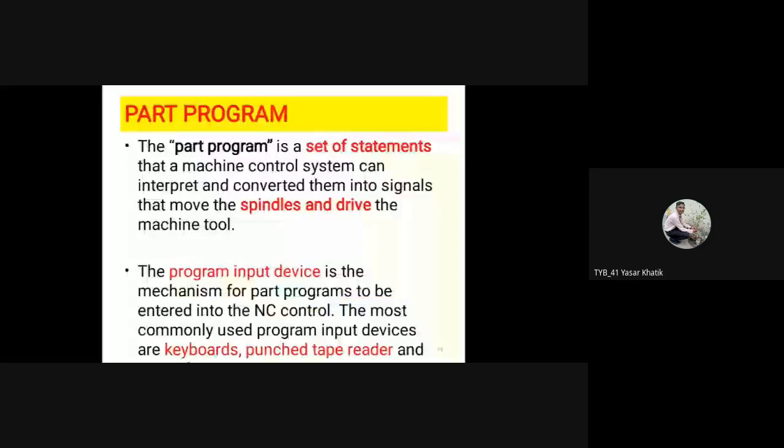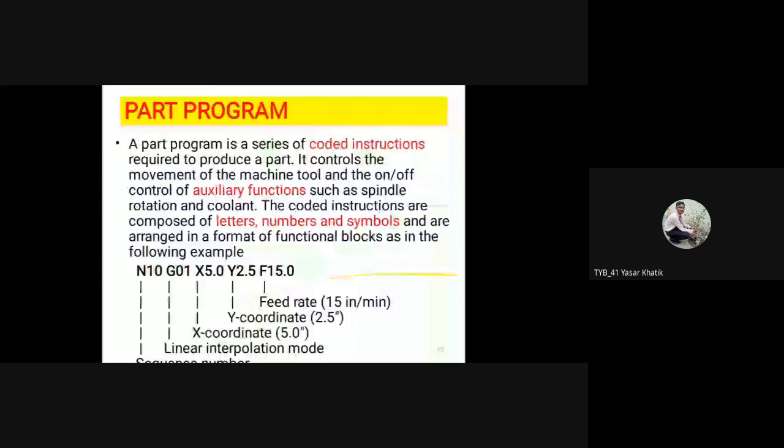So we have seen how to write the program. There is one system like G code and M code. We are going to make some one block. Block means this is one block: N10, Z01, X5, Y2.5, F15. One line we can call as one block. Okay, write it like this. We can write n number of blocks for that particular drawing.